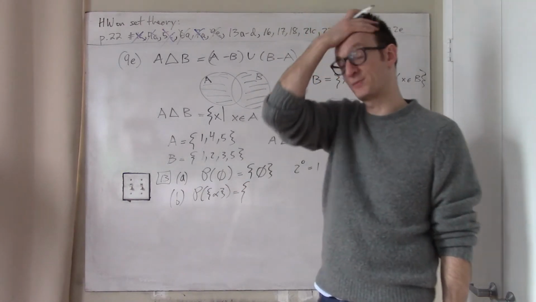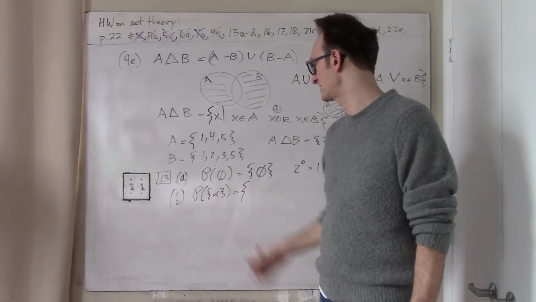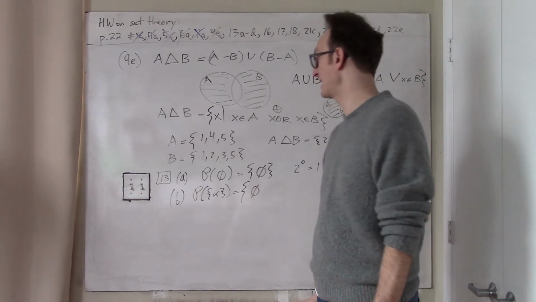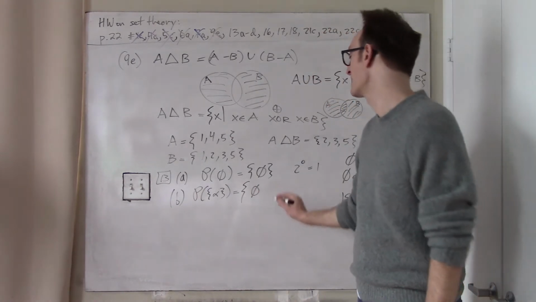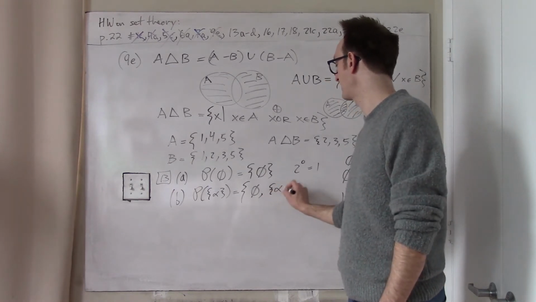It's the set of all possible subsets. So what are the possible subsets of this set? Well, one subset is just the empty set. The empty set is a subset of every set. And then the other one is just the set itself.